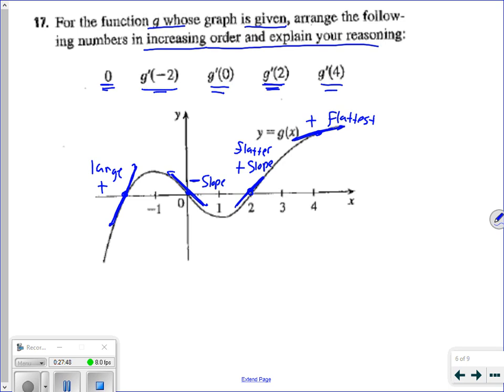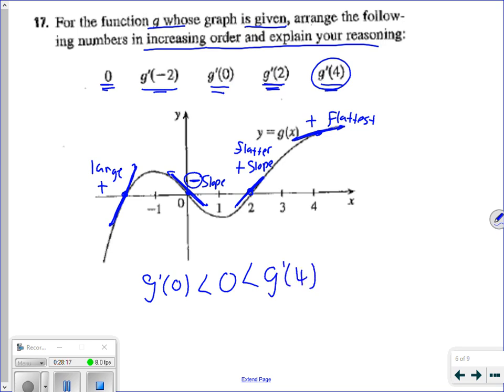So let's put those in order, from smallest to largest. Starting with the smallest value, it looks like we only have one negative number, and that's going to be the slope at 0. So we'll say g prime of 0 is the lowest. And then we have 0, because there's nothing else that's negative. Then I would say the next smallest number would be g prime of 4, because that's a relatively flat slope, so it's going to be a lower number. So I'm going to say g prime of 4.